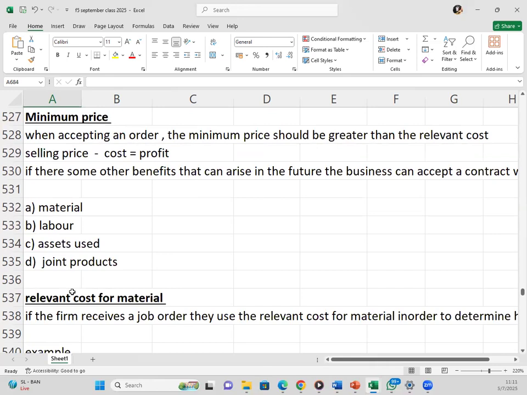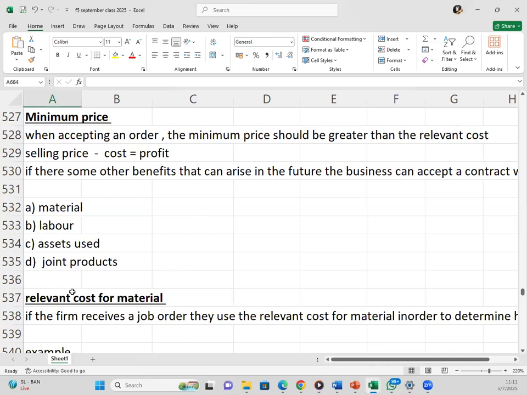Then the minimum price, we also did mention the minimum price. If someone is giving us an order, the minimum price should be equal to the relevant cost. The price should not be lower than the relevant cost. So we first of all calculate which costs are relevant for this order. Then the selling price should be higher than the relevant cost.